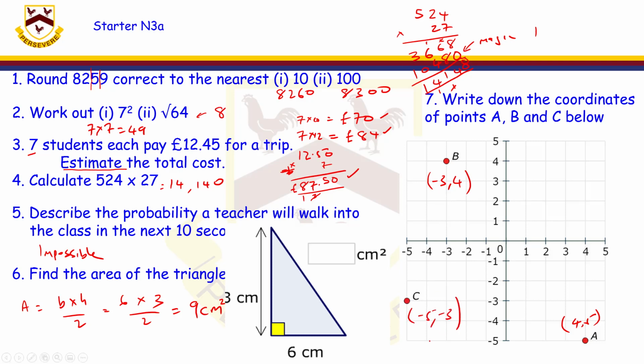Good. So what I want you to do now is to make corrections and RAG rate your work. Then we move on to best buys. So hit pause, RAG your work, make corrections. Once you've done that, hit play again, and we look at proportion.